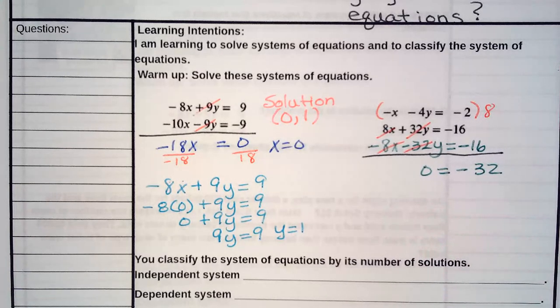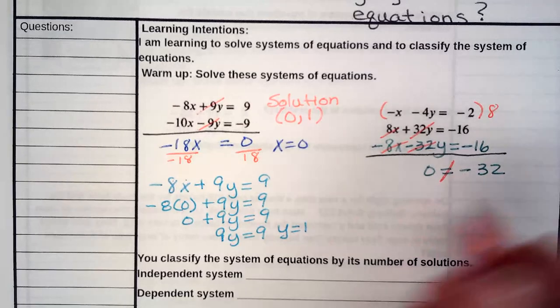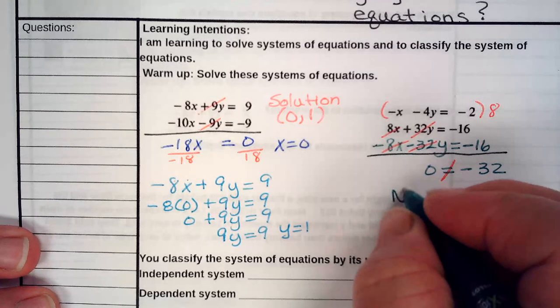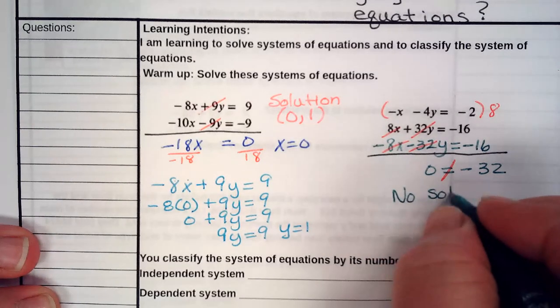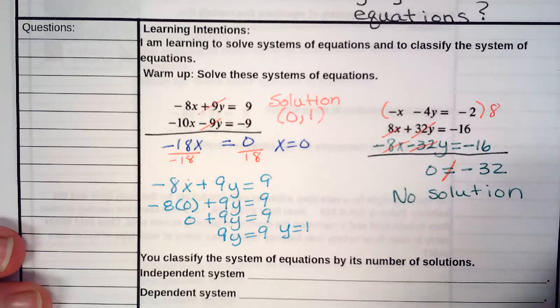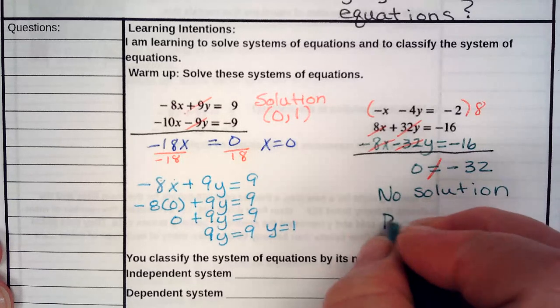When does that happen? It will never ever happen. Guess what? Guess how many solutions you have? No solutions. Why would two lines not have a point of intersection? What kind of lines are those? Those are parallel lines.